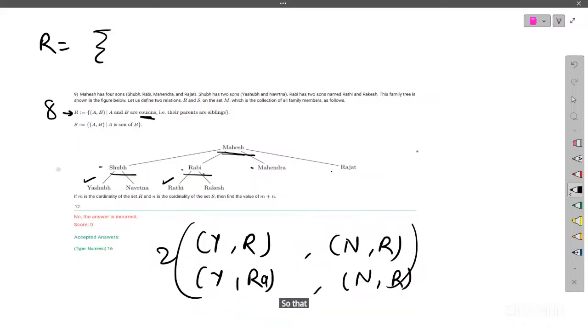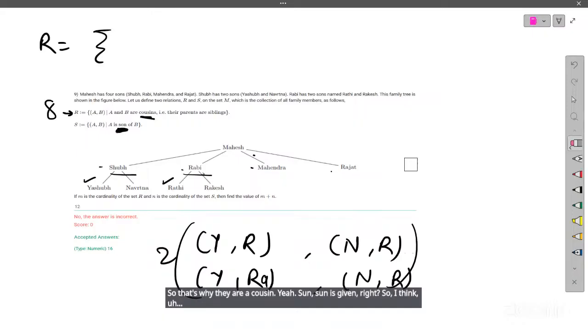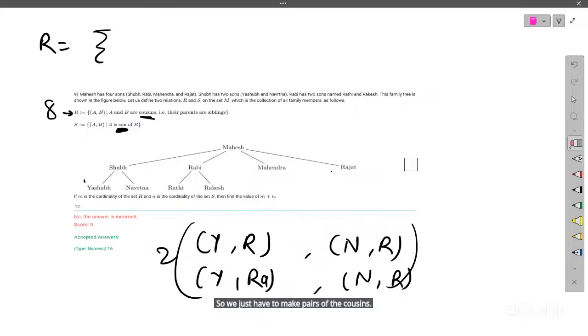Yes, ma'am, I also got this cousin count, R equals 8. Yeah, next, S, son is given. So I think we just have to make pairs of the cousins. Yeah, we just have to make pairs, that's all.